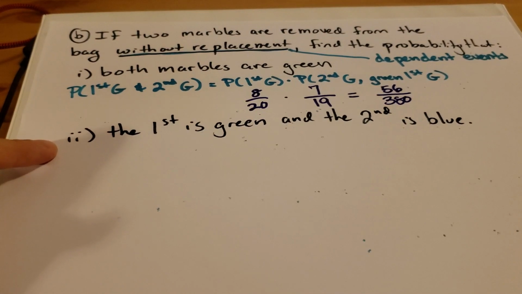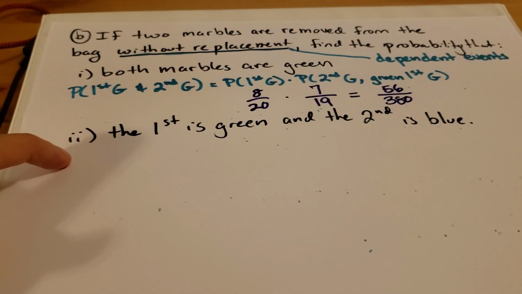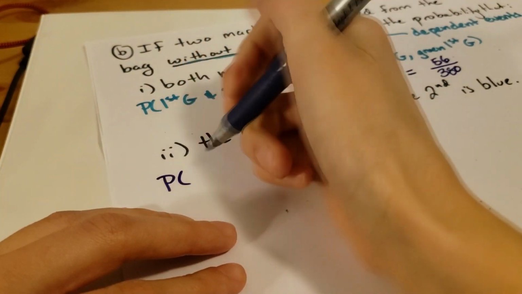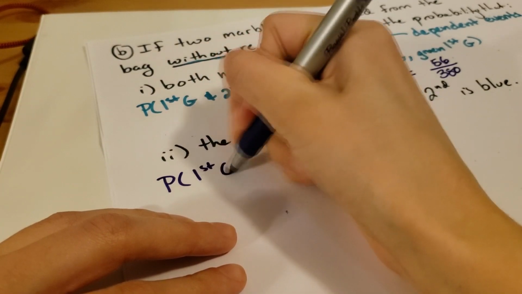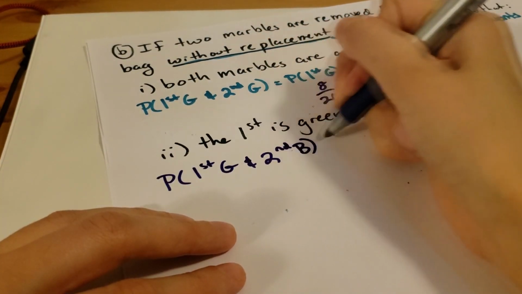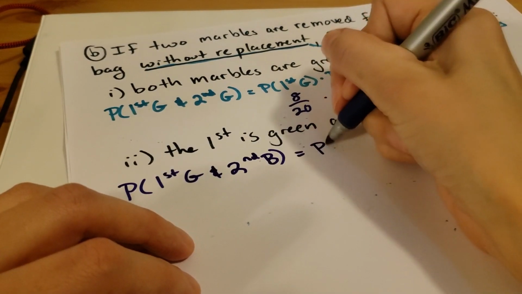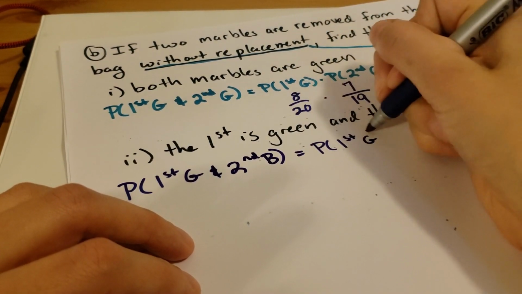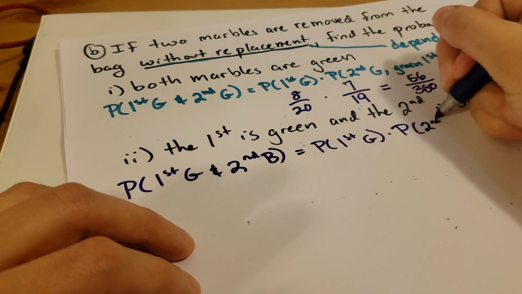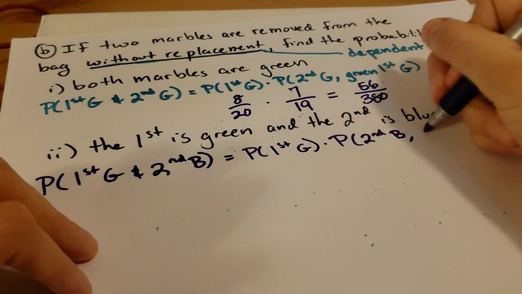Okay. Now we'll look at the second problem where we want to find the probability that the first is green and the second is blue. So again, this is the same as last time. Probability first is green and second is blue. Again, we can write this as the probability of the first being green multiplied by the probability that the second is blue, given the first is green.